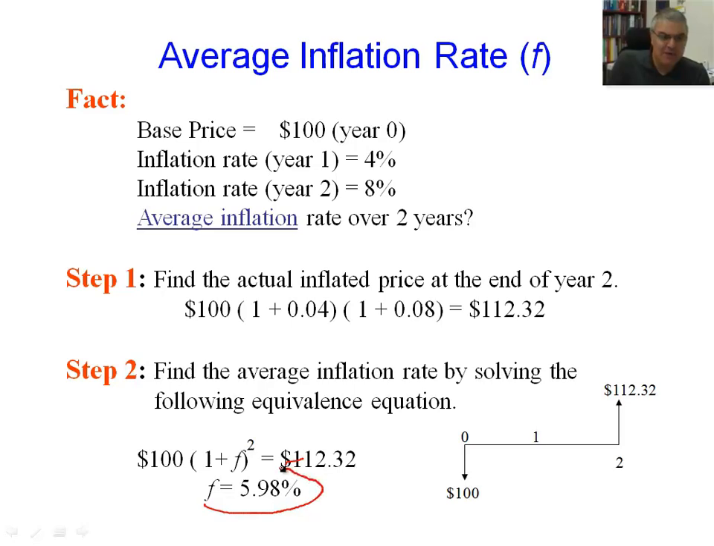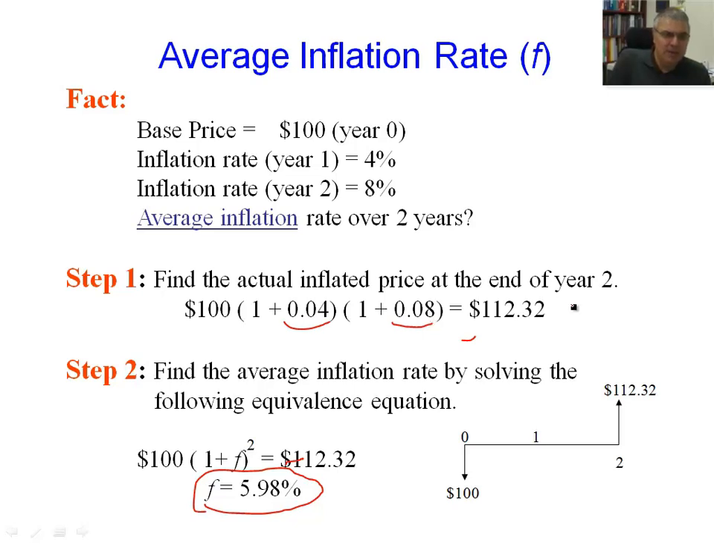The answer is 5.98%, okay, not 6%. So again, we use a formula here, and we find the actual inflated price at the end of year 2 instead of using the interest rate. In this case, we use the inflation rate. And as you can see, 1 plus 0.04, and year 2, that is 8%, so 1 plus 0.08.